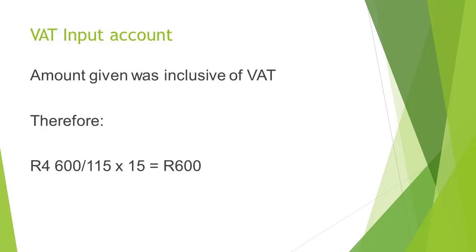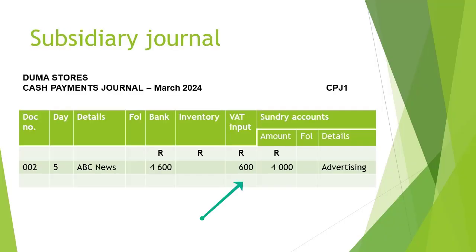Let's look at the VAT input account. The amount we were given was inclusive of VAT. Therefore, to calculate the VAT amount, we will say R4,600 divided by 115 multiplied by 15 equals R600. Now, in the VAT input column, we will write an amount of R600.